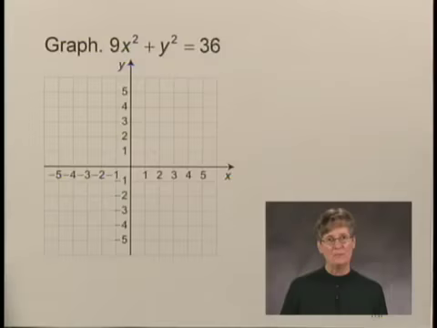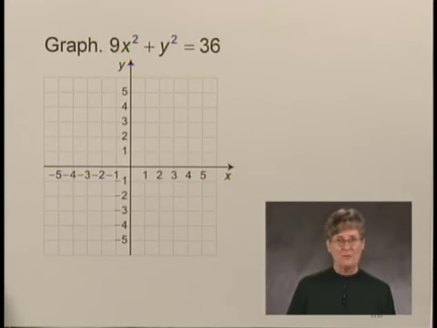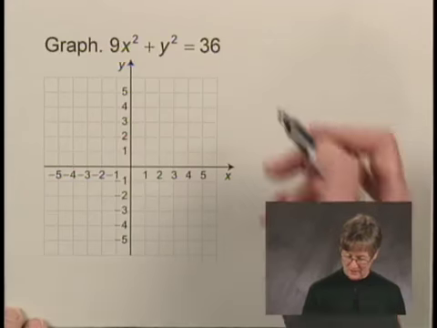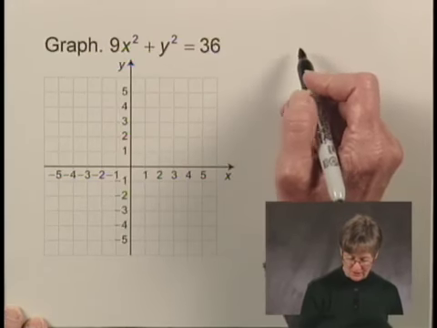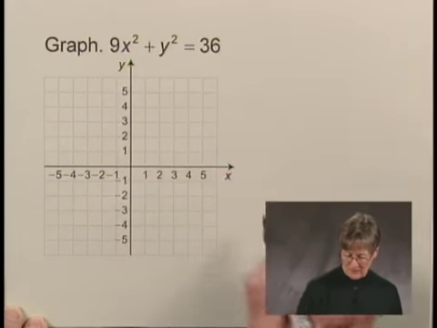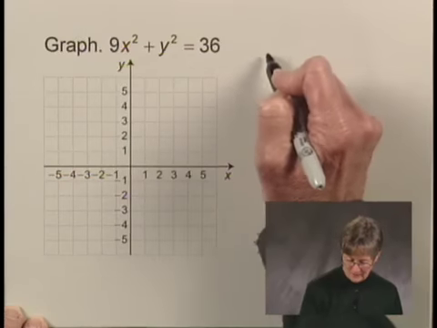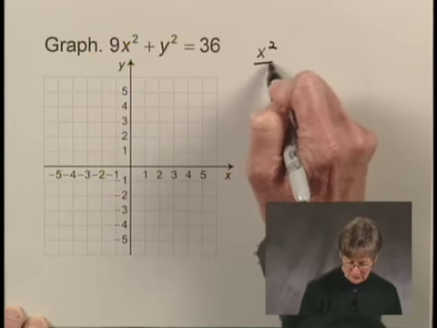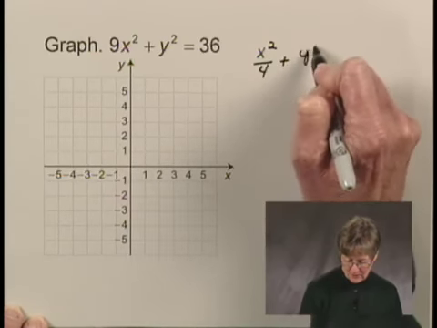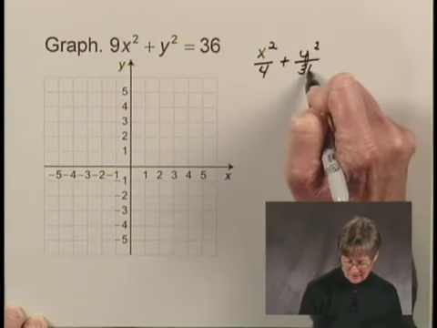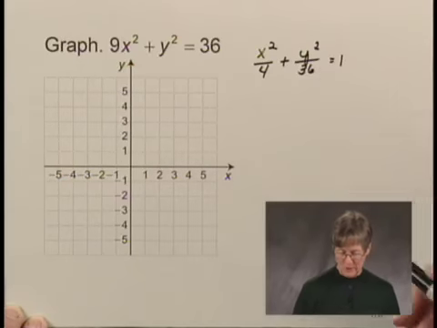In this exercise, we'll graph the equation 9x squared plus y squared equals 36. Now we can tell from the form of the equation that the graph will be an ellipse, and let's write this in standard form for the equation of an ellipse. If I divide on both sides of the equation by 36, I get x squared over 4 plus y squared over 36 is equal to 1.